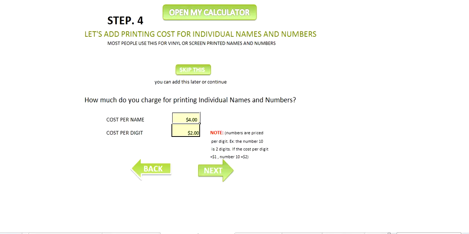Actually, we charge $5 per name in my shop and $2 per digit. So if you wanted the number 10, it would be $4. Now that's for up to an 8-inch number. Some people come in and only want a 4-inch number. Well, it's still $4.